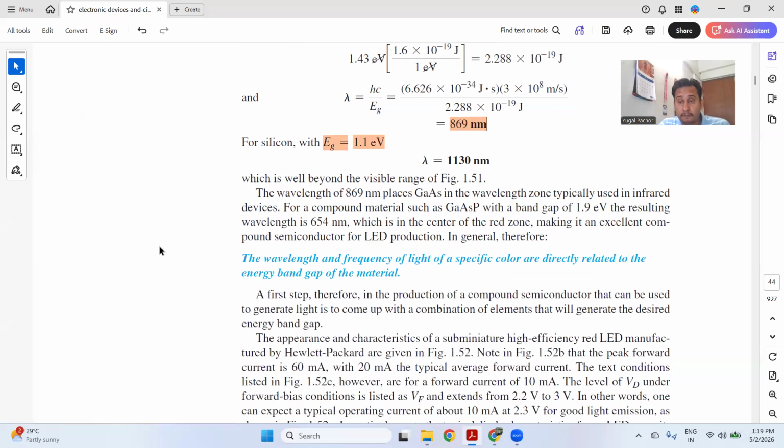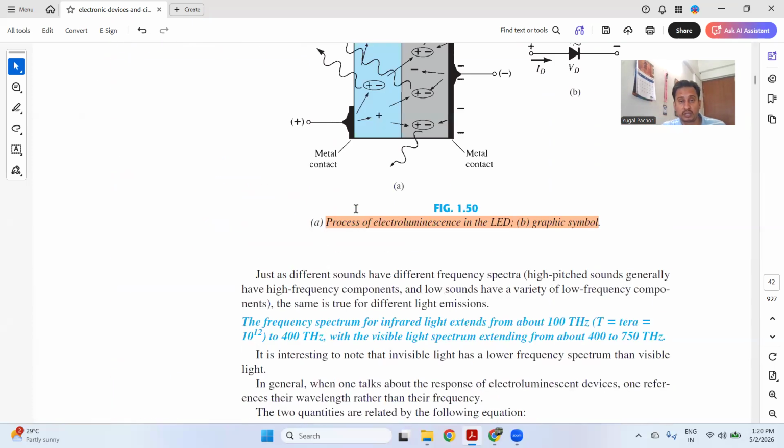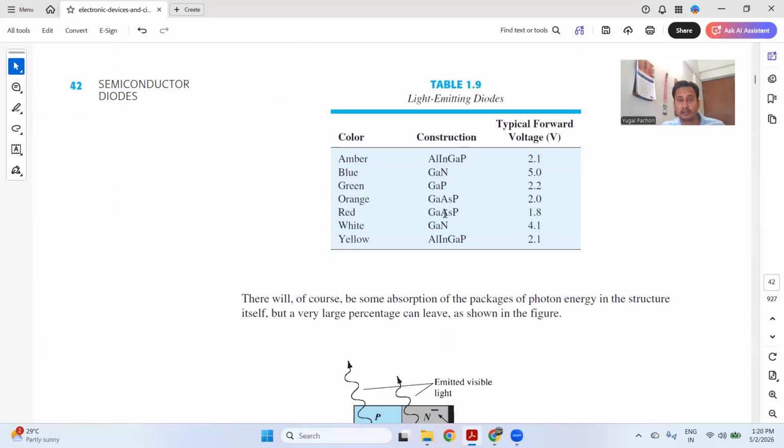Now, the wavelength and the frequency of the light, of a specific color, are directly related to the energy band gap of the material. This is another important statement. Let me highlight this. It says that the corresponding wavelength and the corresponding frequency are associated with the energy band gap of that particular material that we are using. We discussed gallium, aluminum, gallium, nitride, phosphorus, arsenic, and these are the materials that we have used in that particular table. Let me show you once again. This is the table, and these are the different types of material that we have used.